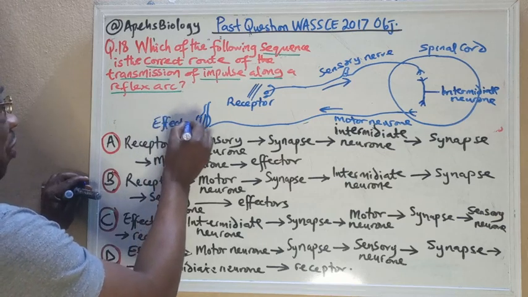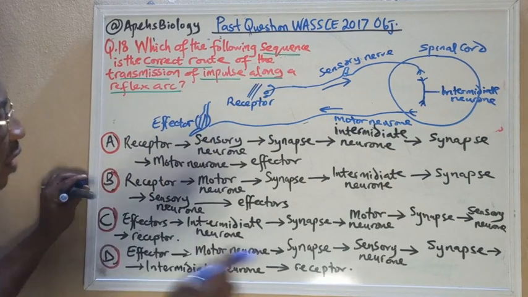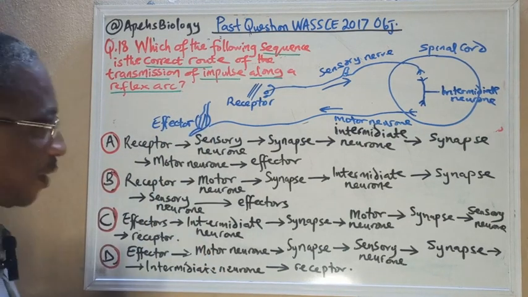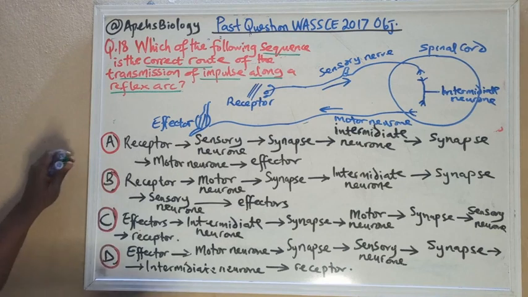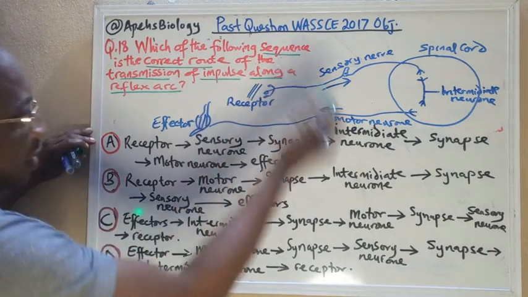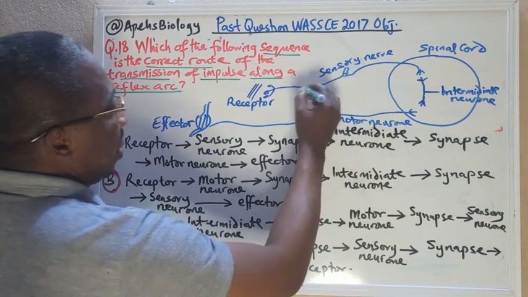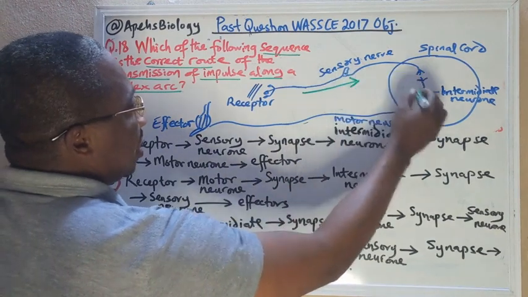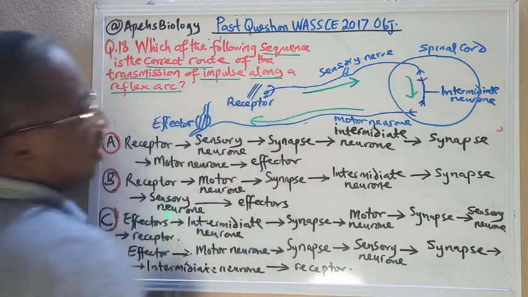The effector now will be an example where the impulse actually has its effect, where there is a response, like the muscles. So basically, if you look at what we have here, the components of a reflex arc, if you look at the arrow, let's change the color of the arrow so that you understand. A reflex arc goes like this, comes like this, and then finishes its journey like that.